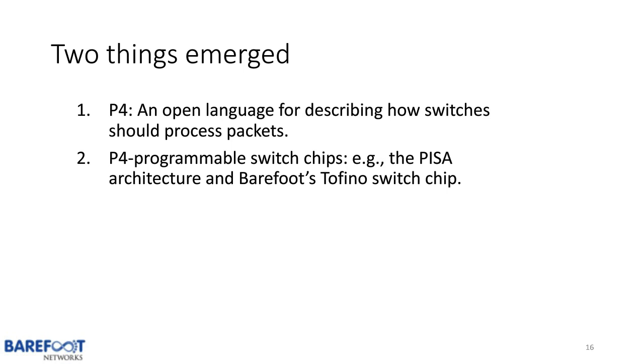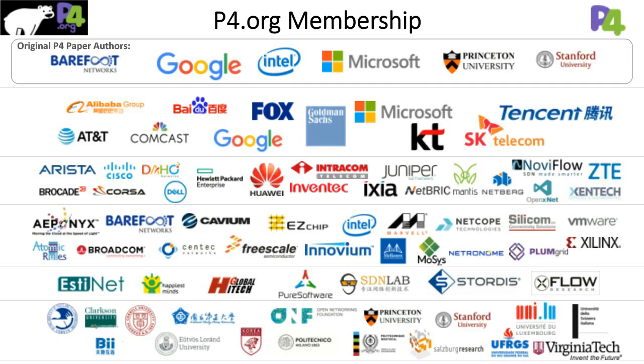The P4 language was originally written by a group of people from Barefoot, Google, Intel, Microsoft, Princeton, and Stanford. And since then, it's grown into a much bigger Apache-licensed open source project with membership from across the networking industry. And I'd strongly encourage you to visit p4.org to learn more about it. Today, there are active working groups developing the language, building open source compilers and tools, and contributing new P4 programs.